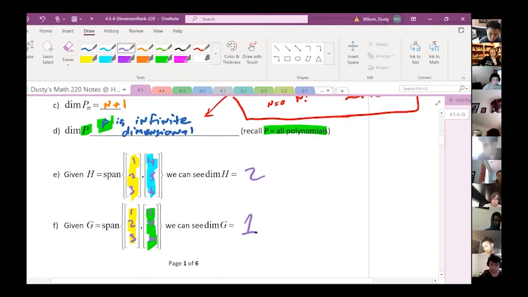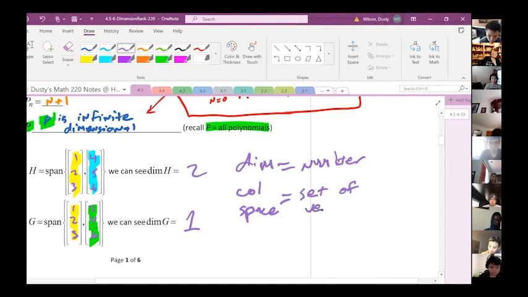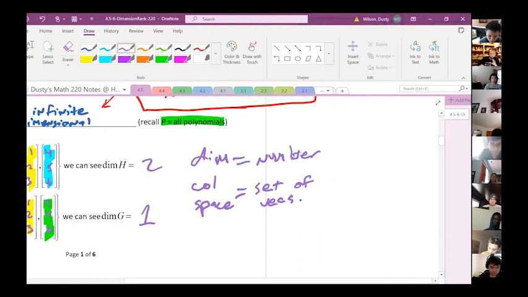So we would say that our dimension of this space is just 1. The question was, is the dimension the same or equal to the column space? No. So the dimension is a number. The dimension equals, well, I guess it could be infinity, but it's just a number. It's like 1, 2, 3, something like that. Whereas the column space is equal to a set of vectors. And unless we're talking about the zero vector, it's always going to be an infinite number of vectors.